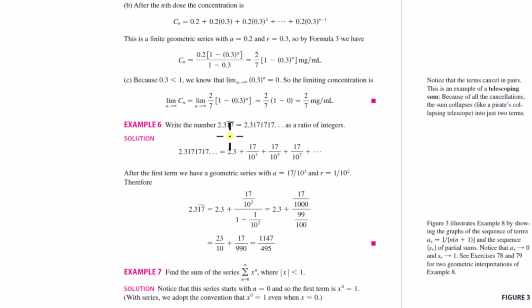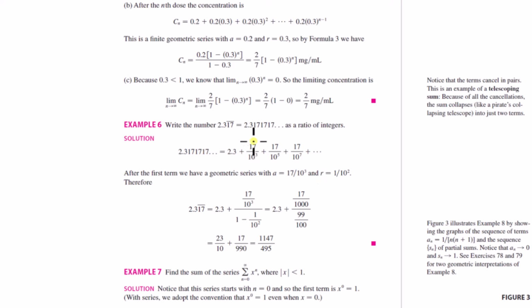So how do we do that? Well, they say this number is equal to 2.3 plus 17 over 10 to the third, because the 7 is in the thousandth place, plus 17 over 10 to the fifth, plus 17 over 10 to the seventh, all the way out to infinity. After the first term, we have a geometric series. So after 2.3, we have a geometric series with a equal to 17 over 10 cubed, and r equal to 1 over 10 squared.